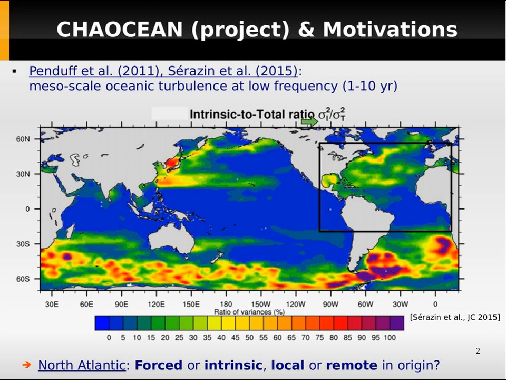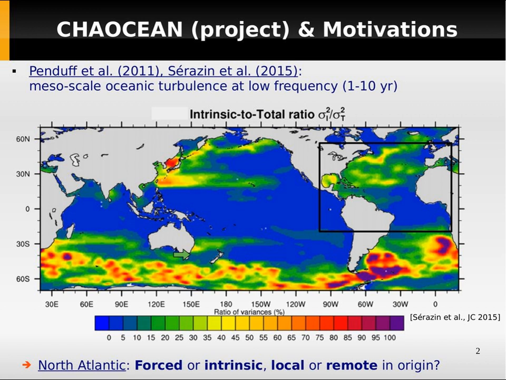Basically, the intrinsic variability is the variability that is generated by the system itself, like through nonlinearities, and the total variability accounts for everything: intrinsic variability plus forced variability. This map deals with the sea level anomaly, where the ratio can go from 0% up to 100% in purple. There are clear regions where there is no contribution of the intrinsic variability, but also large regions where it contributes quite importantly to the total variability. Those regions are mainly known as being pretty eddy active.